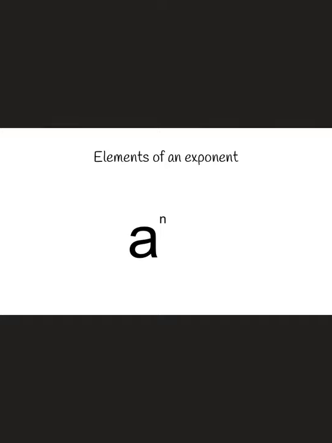So we do have two elements of an exponent. Right here, we have a to the n, or a to the power of n. These variables are just to label the parts here. So we have a base, and the exponent, or the power. And they each do different things.